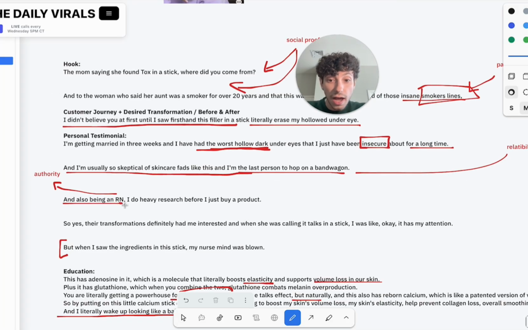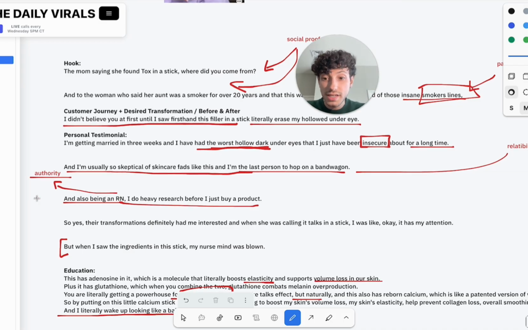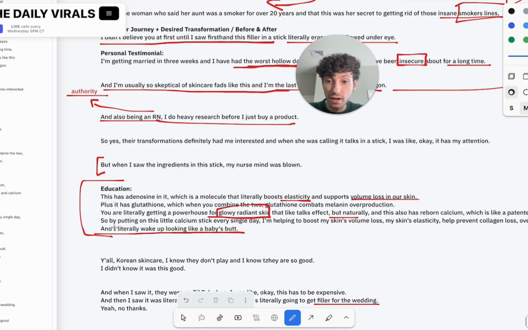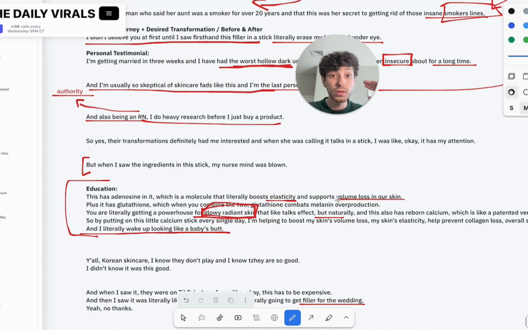Also, being a nurse, I do heavy research before I buy a product. This is authority. She's an authority in the space. She's been to med school. She's a medical professional. She's telling the customer that I'm actually legit and I have the authority to educate you on this right here. It has adenosine in it. She goes through exactly what each ingredient does and the transformation that it gives you. Glowy, radiant skin. People will listen to her because she's an authority figure in the space.